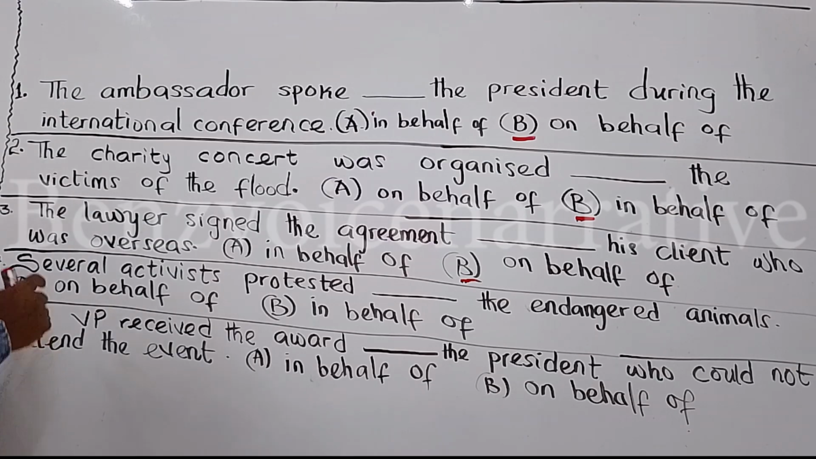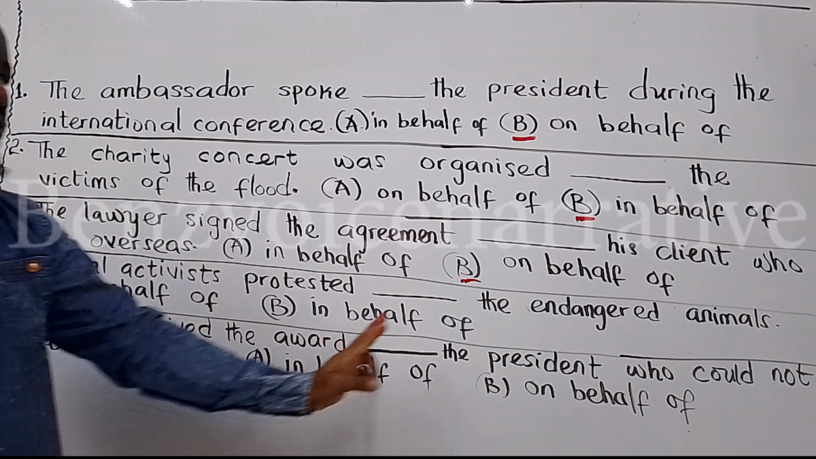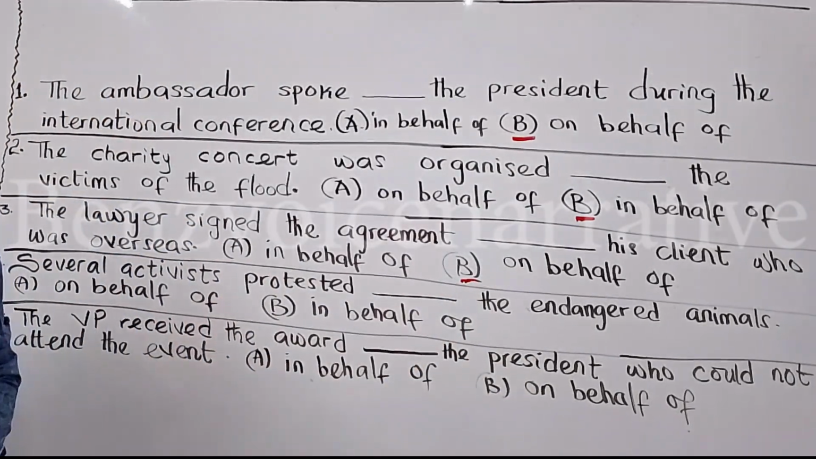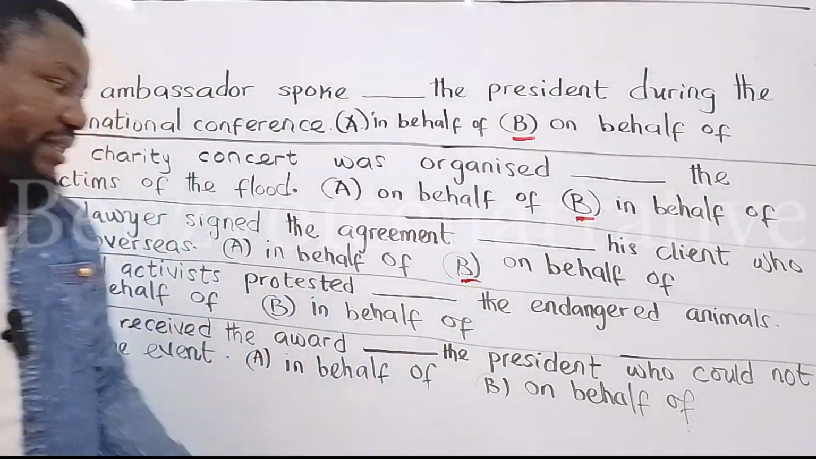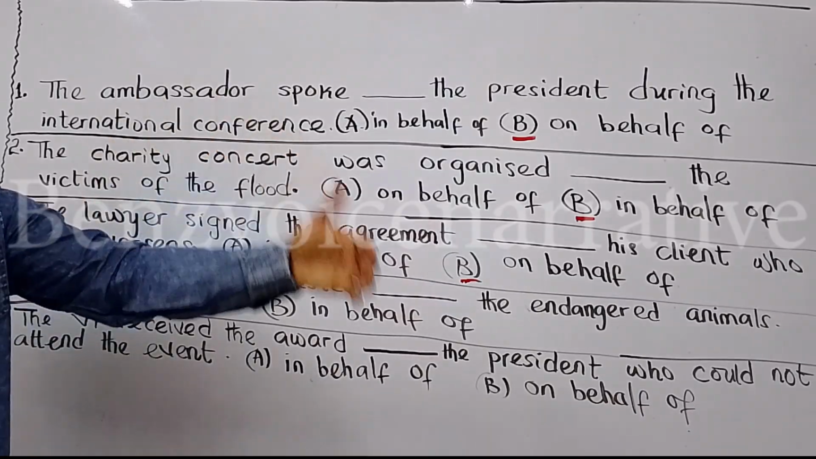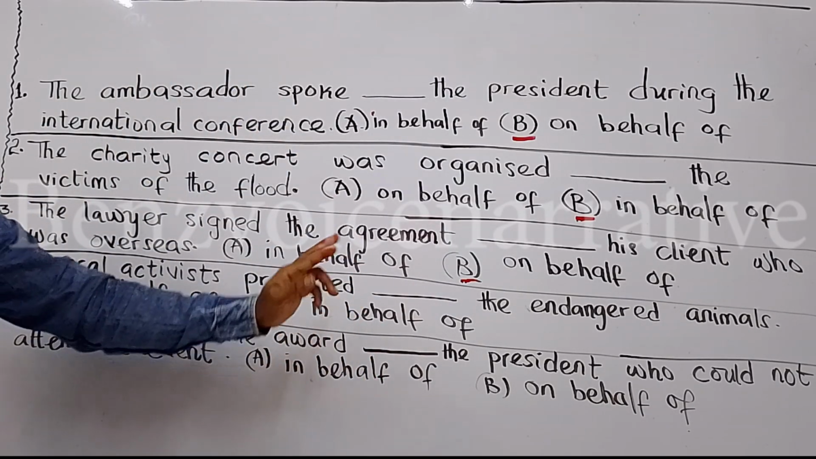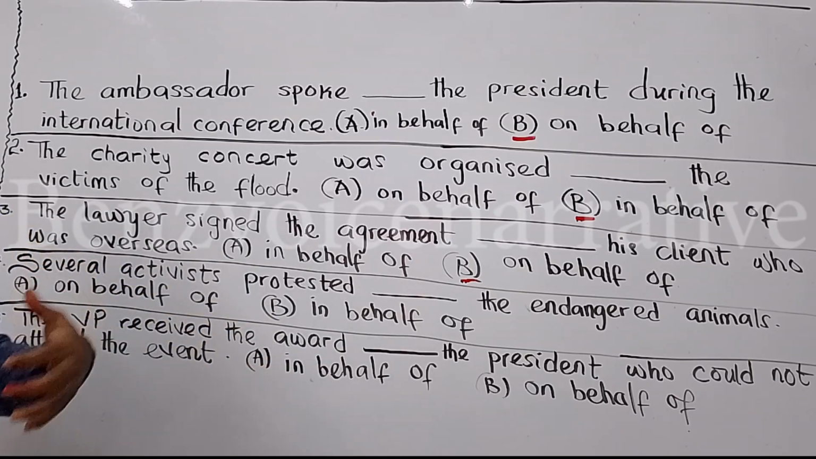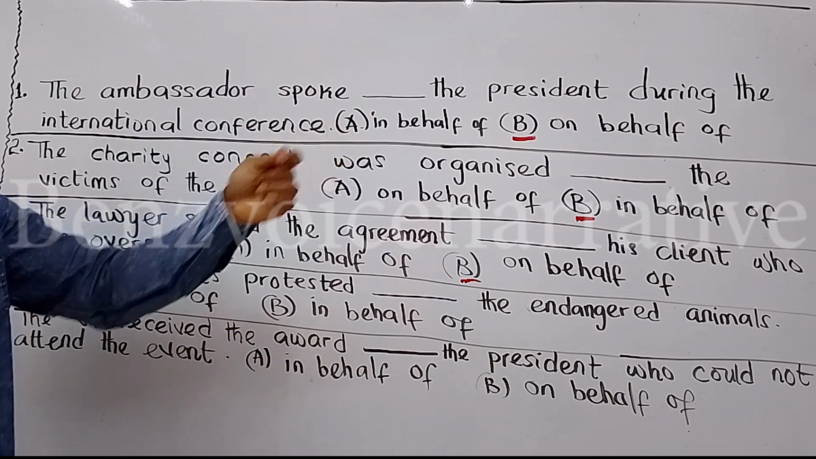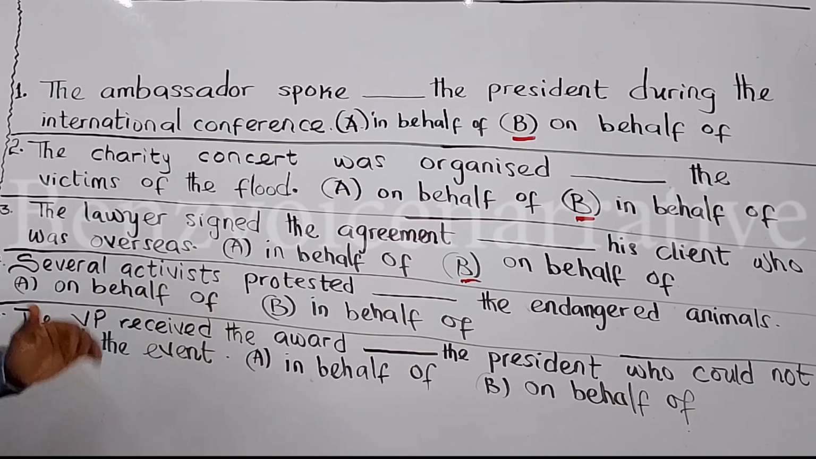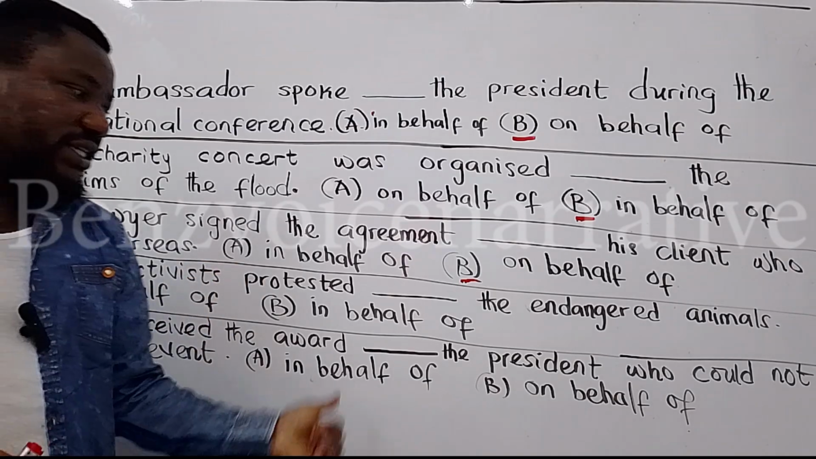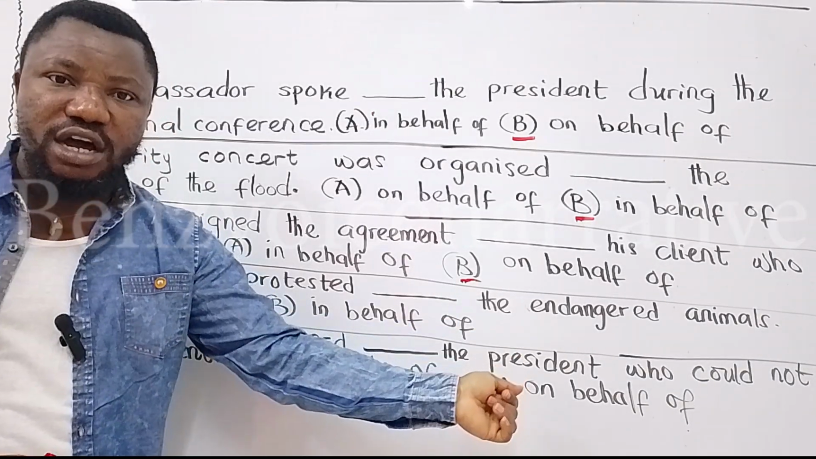So that's why this question is talking about people protesting in the interest of the endangered animals. And in that case, you know that acting in the interest of someone simply means in behalf of, okay? But when you do things and you represent those people, your answer is on behalf of. So, several activists protested in behalf of the endangered animals.